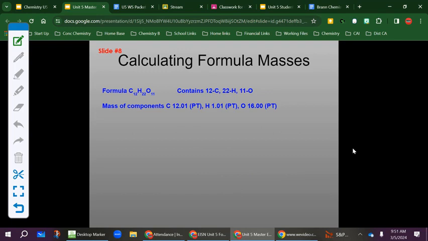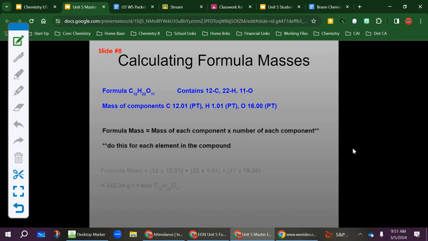Okay? 12 carbons, 22 hydrogens, 11 oxygens. Masses off of the periodic table: 12.01 for carbon, 1.01 for hydrogen, 16.00 for oxygen. Mass of each component times the number of each. 12 times 12.01 plus 22 times 1.01 plus 11 times 16. 342.34 grams, ladies and gentlemen. And when you have 342.34 grams of sugar, you have 1 mole of it.